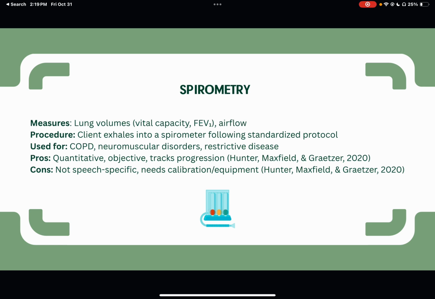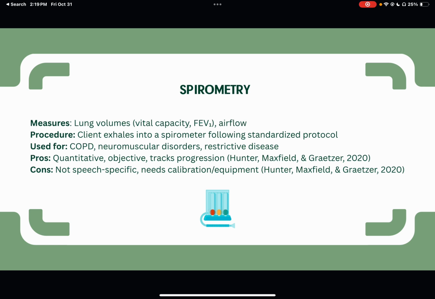Spirometry is commonly used with people who have COPD, neuromuscular disorders, or restrictive lung disease, including ALS. The big advantage is that it gives us objective data that can track progress over time, but the downside is that it's not speech specific and it requires proper collaboration and cleaning between uses.